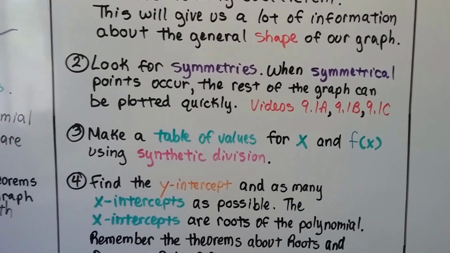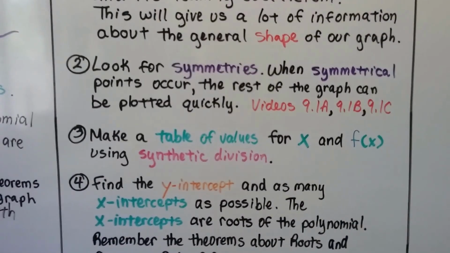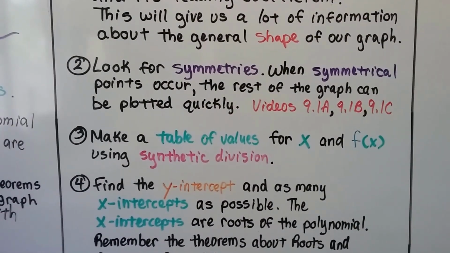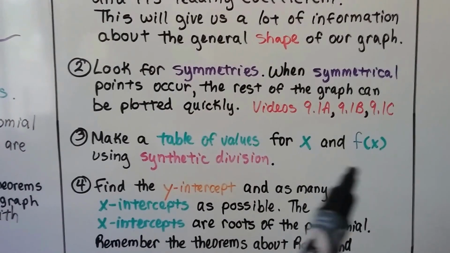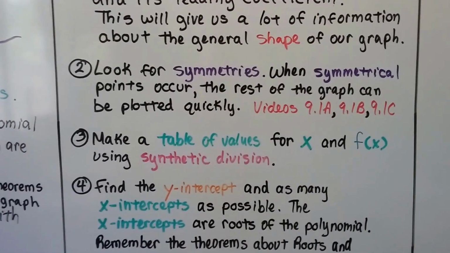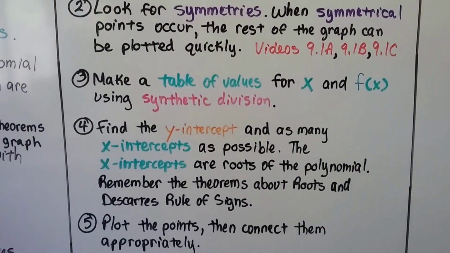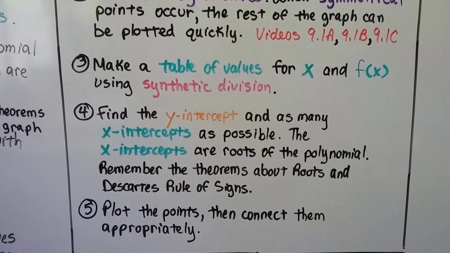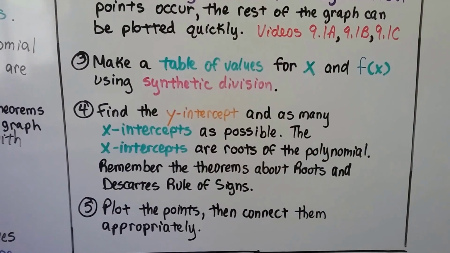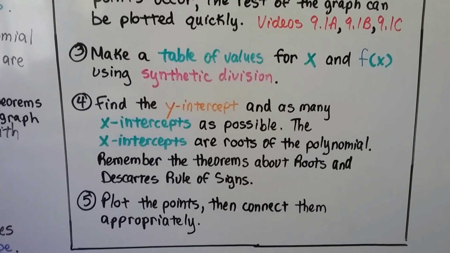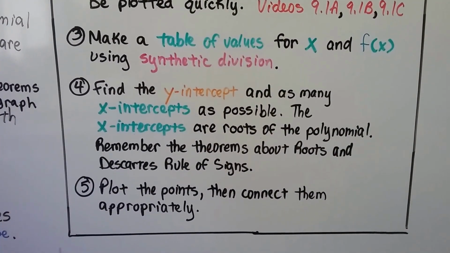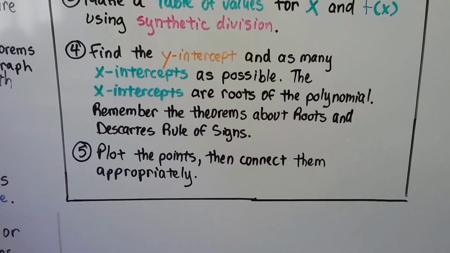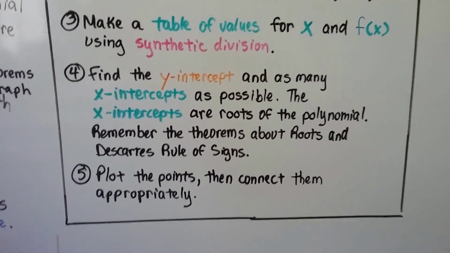We make a table of values for x and f of x, or you could say it's p of x or y. It's all the same thing. It's basically x and y. We use synthetic division. And we find the y-intercept and as many x-intercepts as possible. The x-intercepts are roots of the polynomial. And remember the theorems about the roots and Descartes' rule of signs. We plot the points, then connect them appropriately.